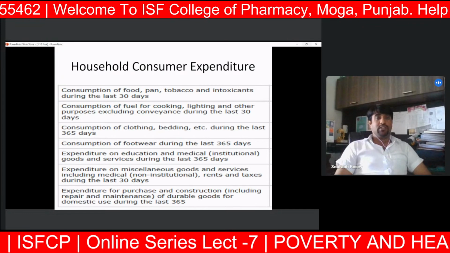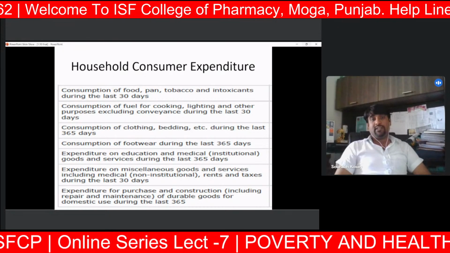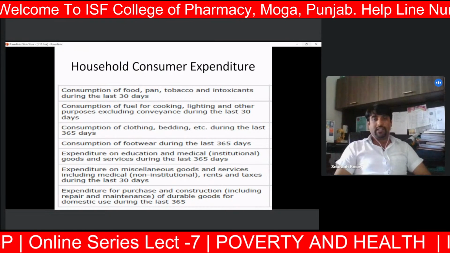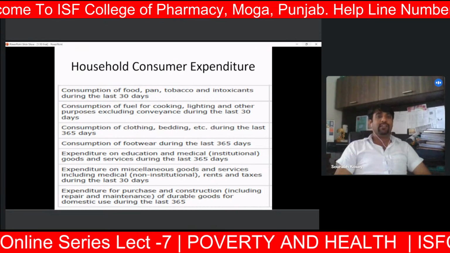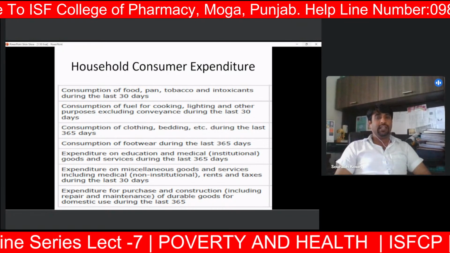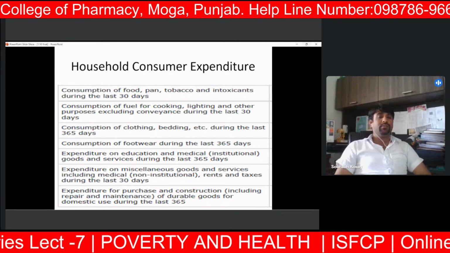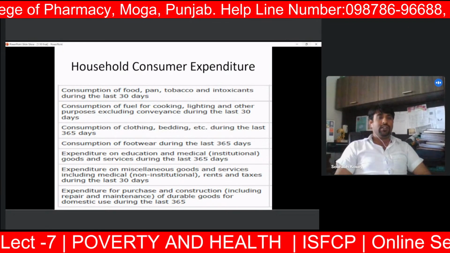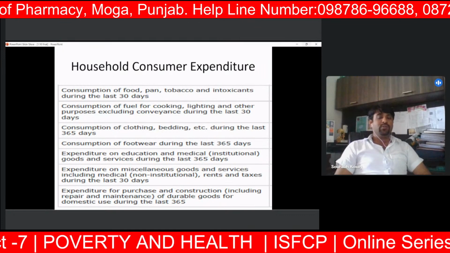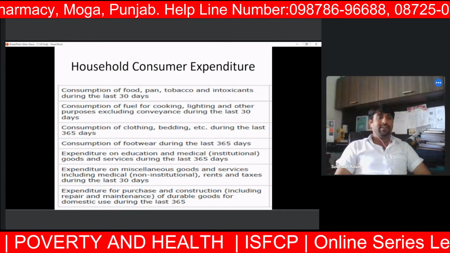Household consumption expenditure includes consumption of food, pan, tobacco, intoxicants for the last 30 days. Consumption of fuel for cooking, lighting, and other purposes, excluding conveyance, during the last 30 days. Consumption of clothing, bedding, etc. during the last 365 days.